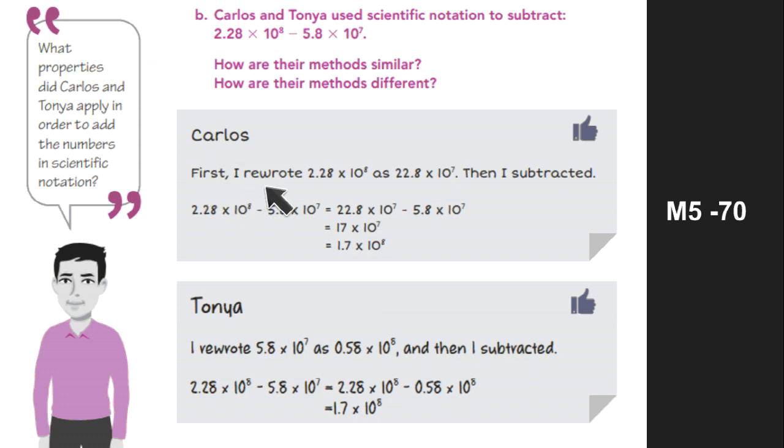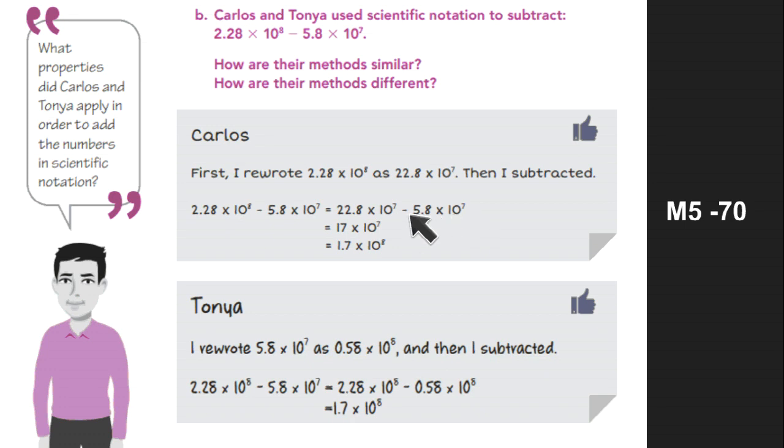So it says, first I rewrote 2 and 28 hundredths times 10 to the 8th as 22 and 8/10 times 10 to the 7th. So he didn't change that number. He just made the mantissa more than 10, and then he dropped his characteristic, or his exponent, down 1 because he moved his decimal 1 place, to 10 to the 7th, and then he set up the subtraction. The reason he rewrote it was so that he would have 10 to the 7th in both of the numbers that he was subtracting.